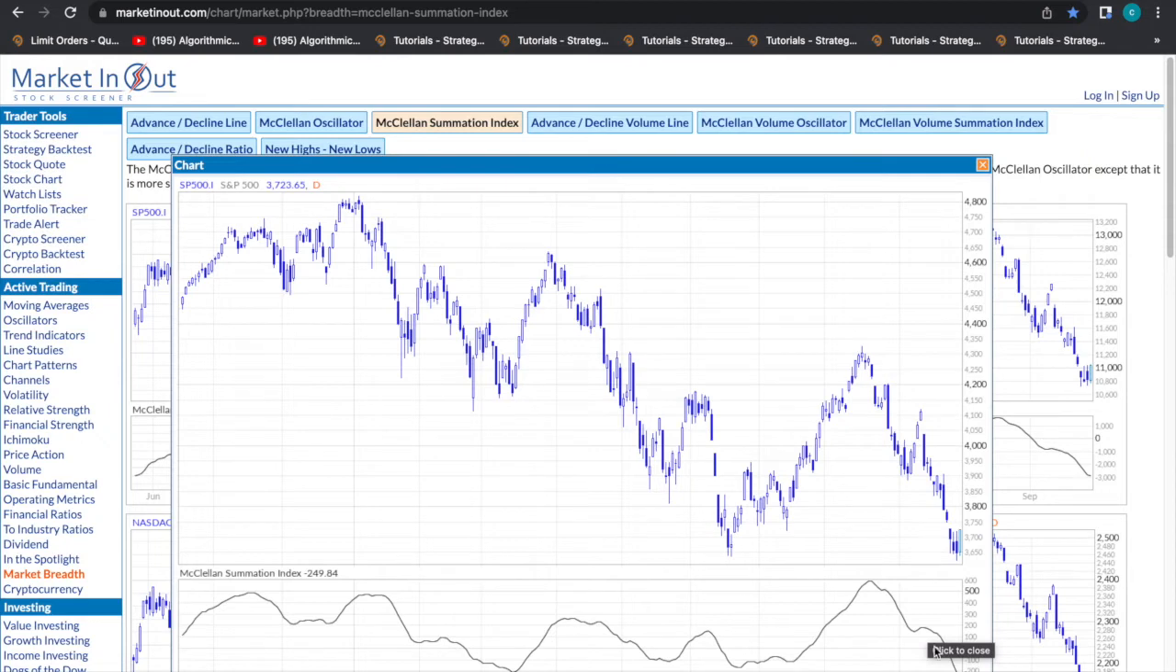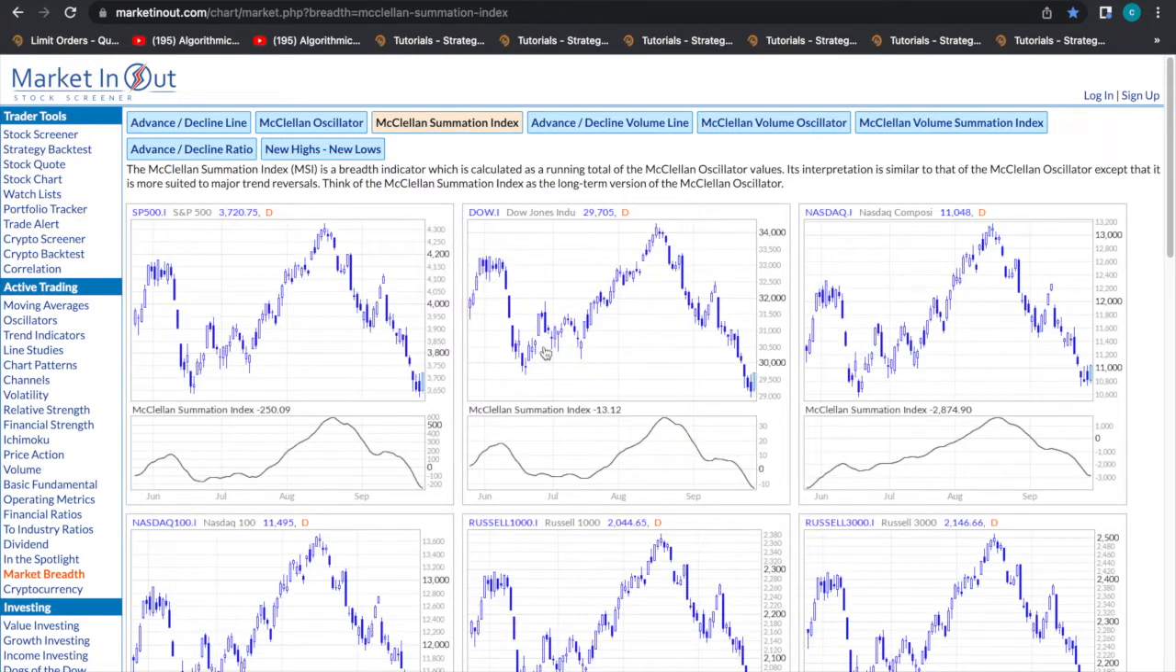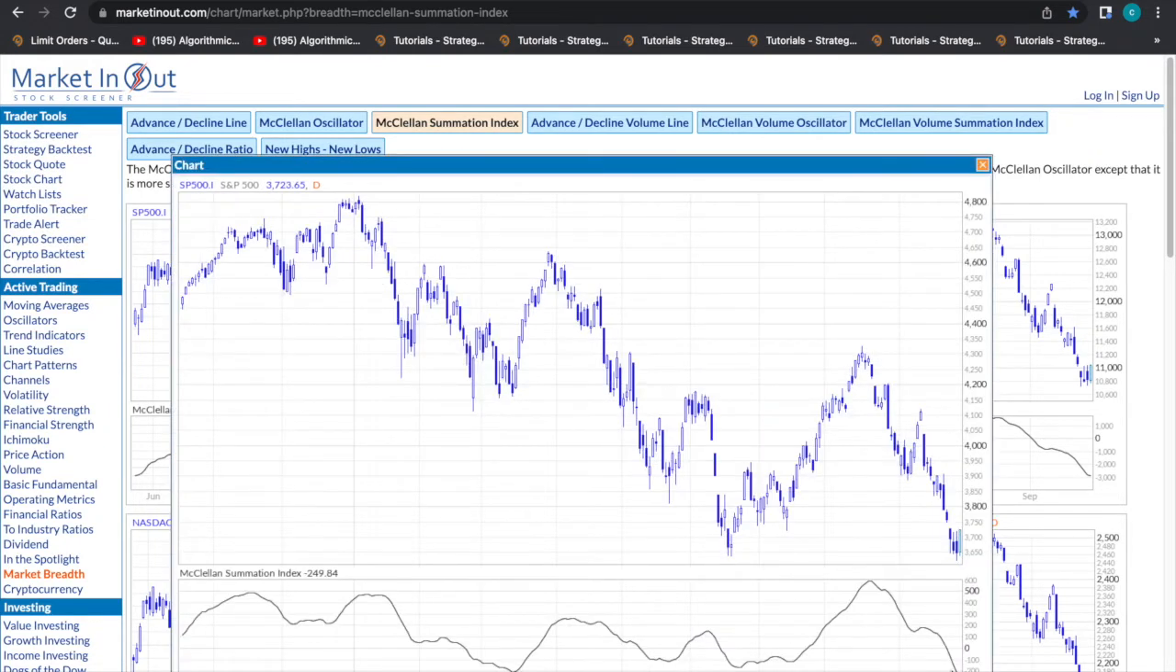So we'll look at the Summation Index on the S&P. Looking at the S&P Summation Index, again, we can see that it's not only been trending down, but it's actually at its most negative point that it's ever been, right? So it's at negative 200.